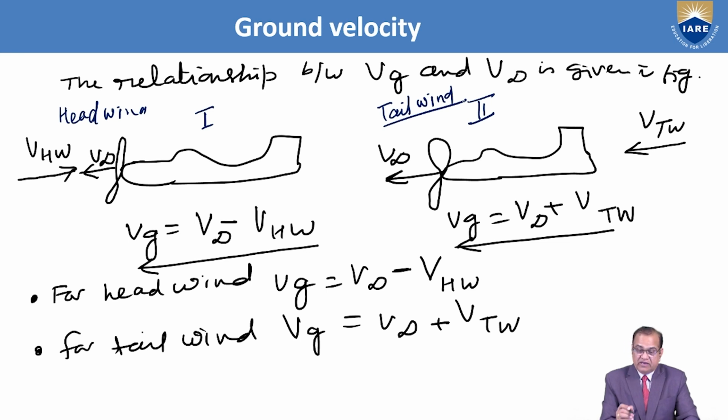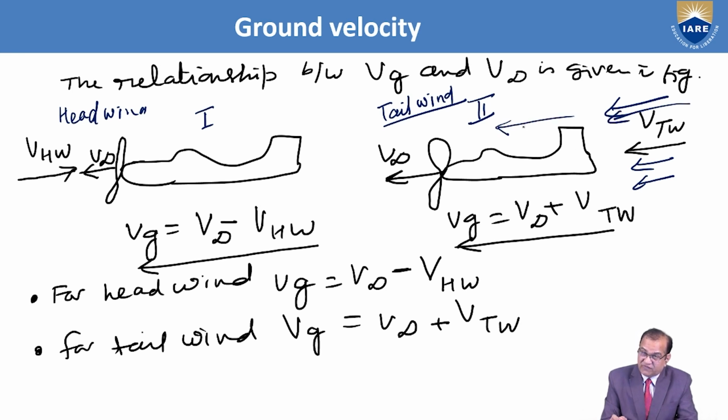In the headwind condition, the ground velocity Vg will be V infinity, the velocity of the aircraft, minus the velocity of the headwind. So Vg is equal to V infinity minus VHW. For the tailwind, the wind is moving from behind like this, and the aircraft is also moving in the same direction. So the net velocity, the ground velocity Vg, will be V infinity plus VTW, the tailwind velocity.